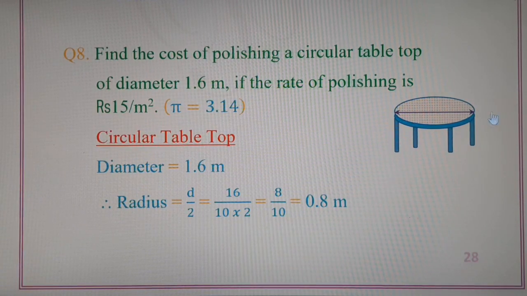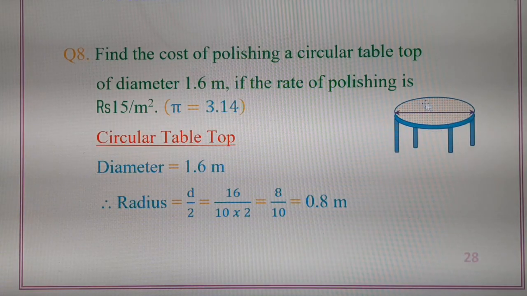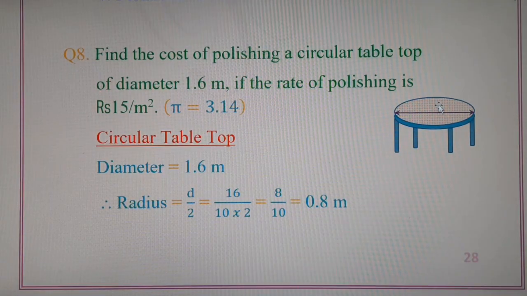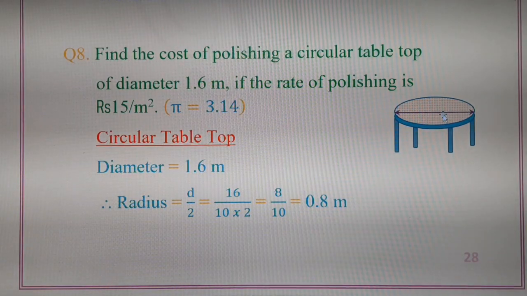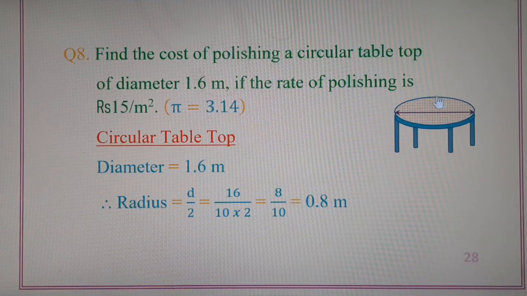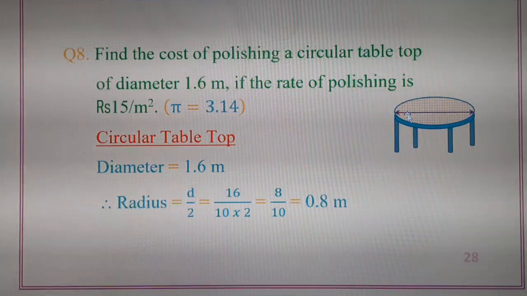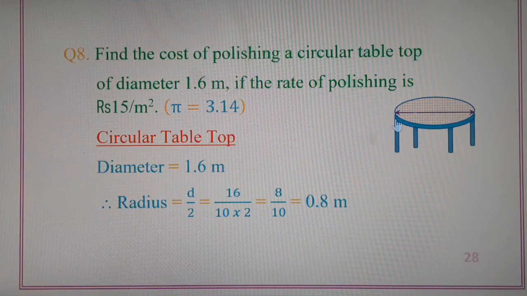So here the circular table is given and we have to polish the top surface of the circular table. That means the central part or the inner space has to be polished, and that means we have to find the area of the circular top. We are not doing the boundary, we are polishing the surface of the table. So when the surface is there, that means area has to be calculated. So area of circle we have to calculate.